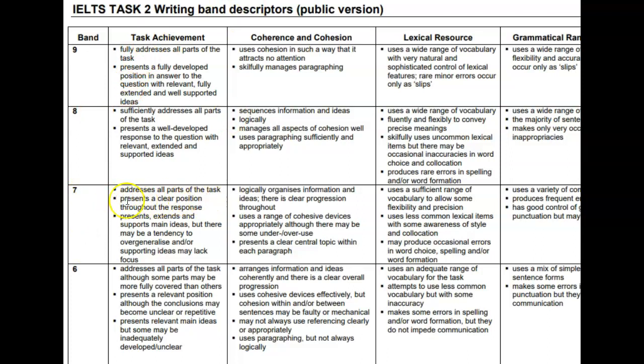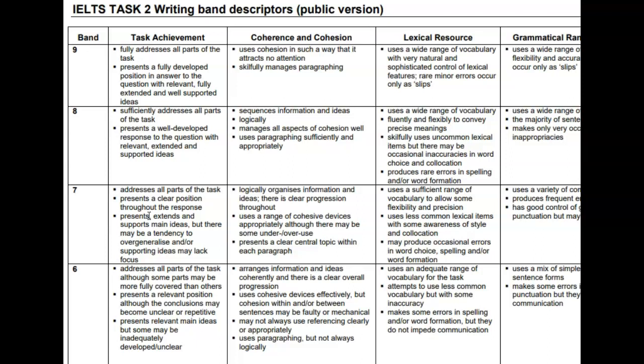It says presents a clear position throughout the response. What does that mean? Well, your position is your response to whatever the question is, or whatever the command is. Here the command is discuss both views and give your opinion. So your position is your answer to that. The other key thing that we have to focus on here is the word throughout. What does throughout mean? It means from the beginning to the end. So how can you make your position clear from the beginning? You can do that most easily by including it in your introduction.